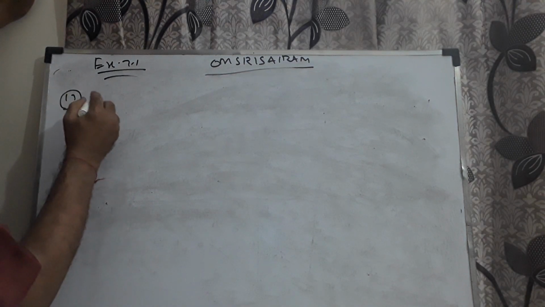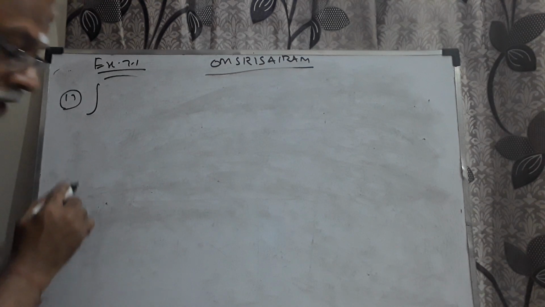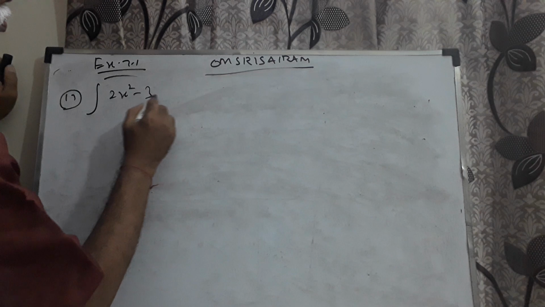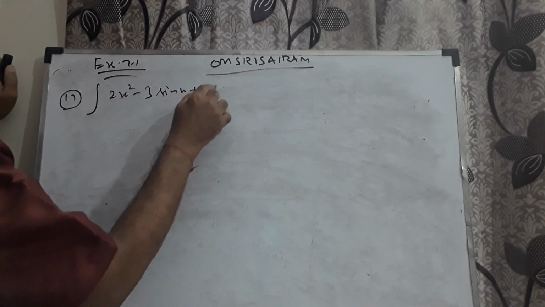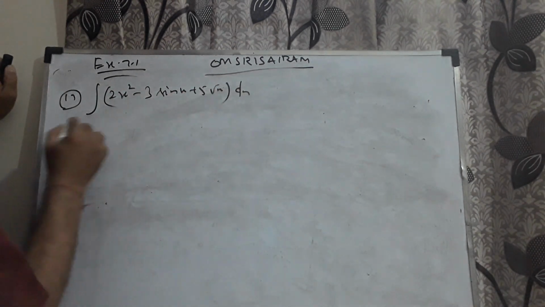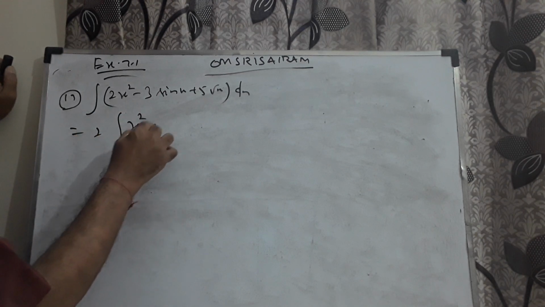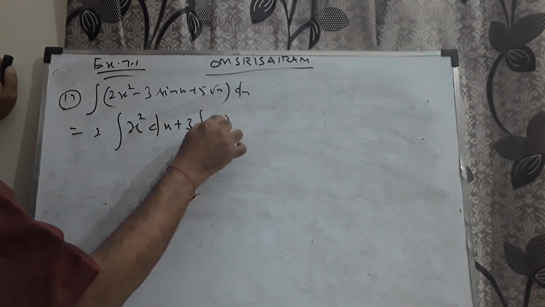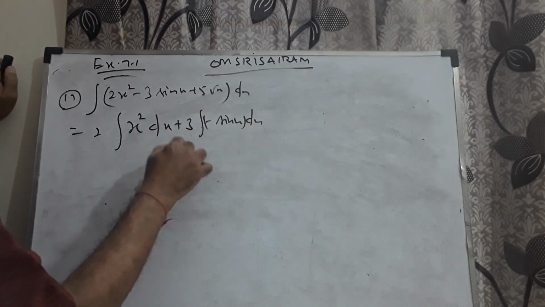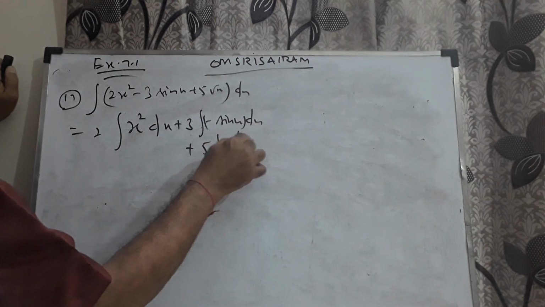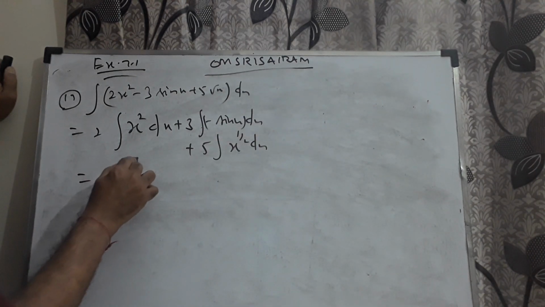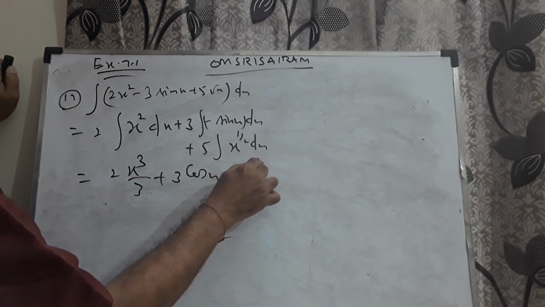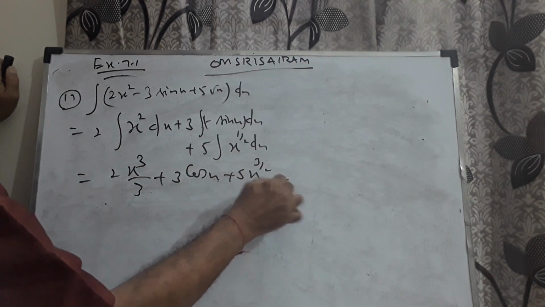Now 17th one, he says integral 2x squared minus 3 sin x plus 5 root x dx. Let me make it into 3 integrals. 2x square dx. Let me take this minus sign inside. Minus sin x dx. There is a purpose, I'll tell you anyway. X power half dx. Therefore, this is 2x cubed by 3 plus 3 cos x plus 5x power 3 by 2 by 3 by 2 plus c.